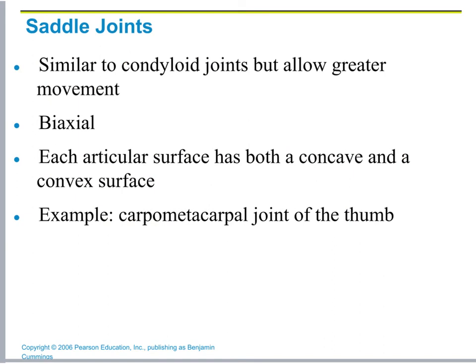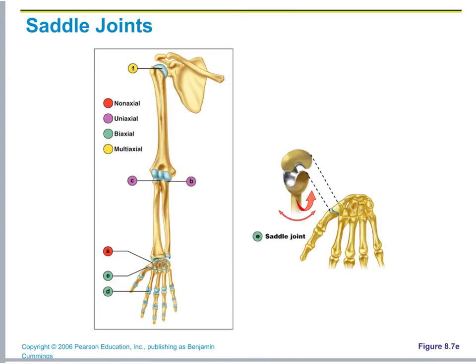The other biaxial joint is the saddle joint. This is a unique joint found only in the thumb. The saddle joint is here, letter E. That's a carpal metacarpal joint.